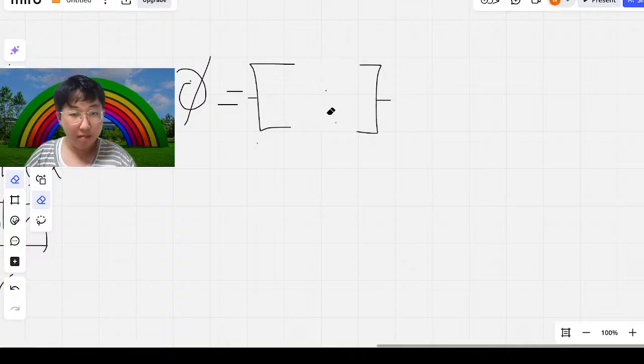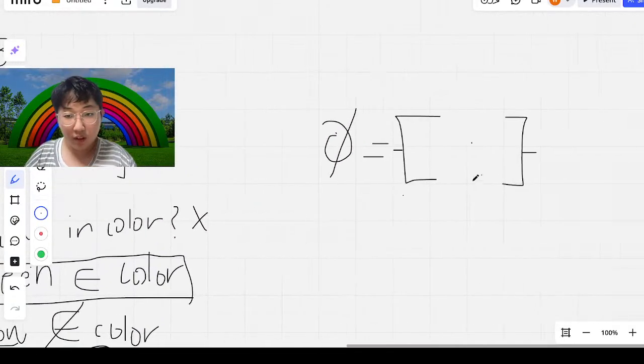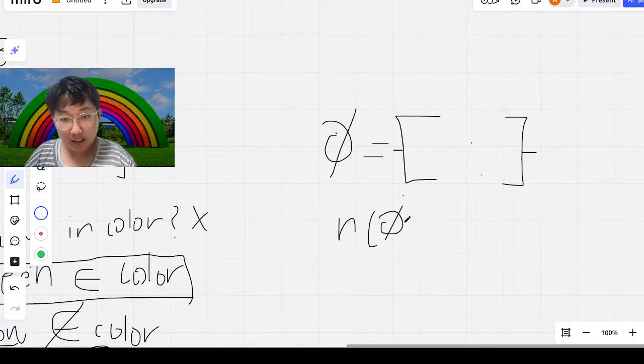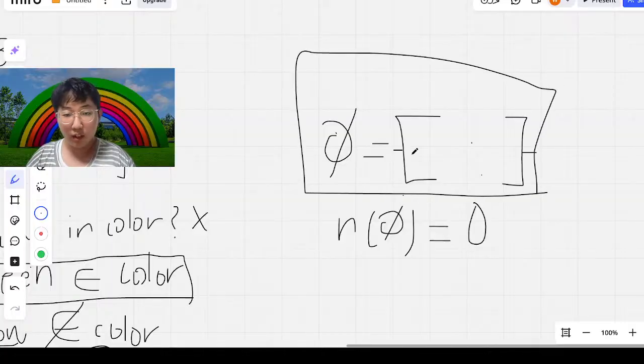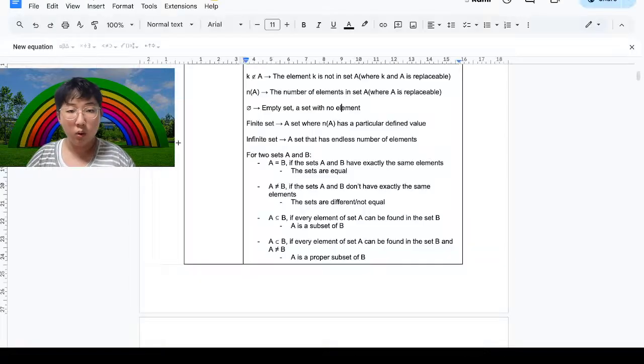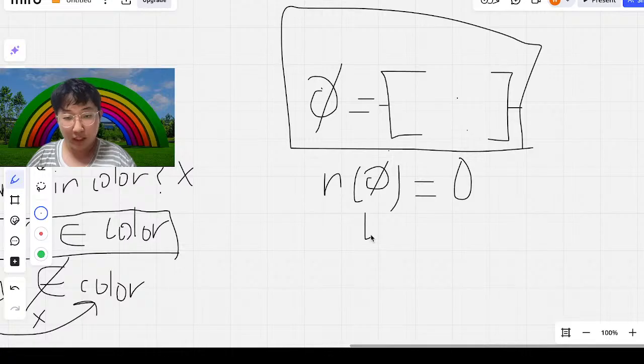This set is empty, and therefore, if we use the annotation that we have done here, the number of elements in this set is 0. And there's only one set that does that, which is this set. That's why we annotate it with a 0 with a cross, or a circle with a cross, and that's why it's also called the empty set.